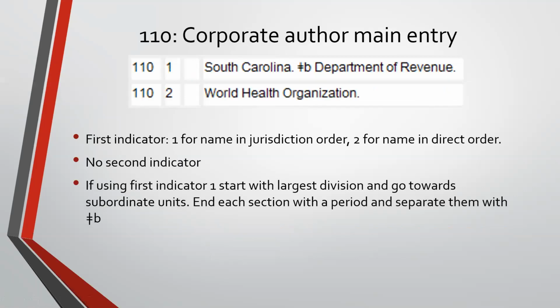So you also have 110 and 111 fields. 110 is a corporate author entry. Our first indicator is 1 for name in jurisdiction order, or 2 for name in direct order, for organizations that are not necessarily a government agency. It's like a company or an international agency or a charitable organization. So in the first example, we have Government of South Carolina, period, subfield B, Department of Revenue. This book was created by the Department of Revenue of South Carolina.